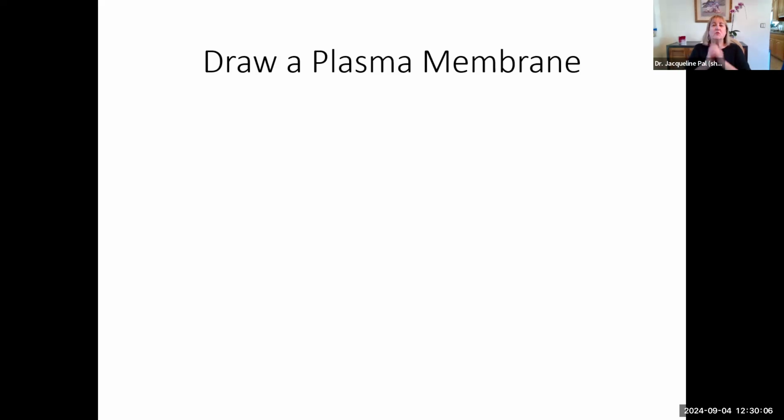Okay, so to end this section, what I would like you to do is to draw a plasma membrane and to label everything that you can remember.